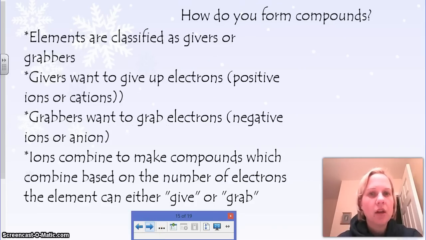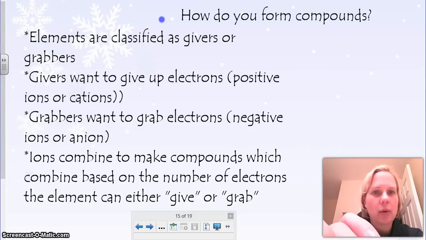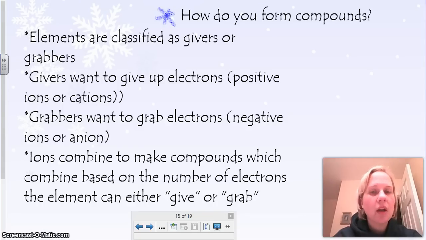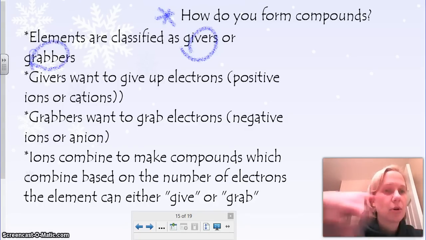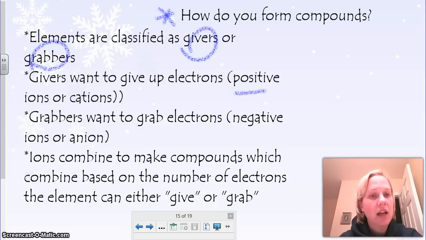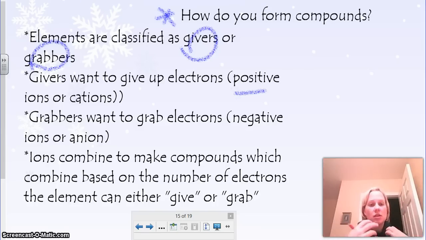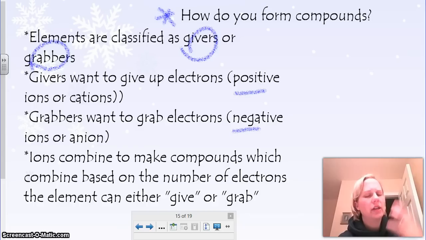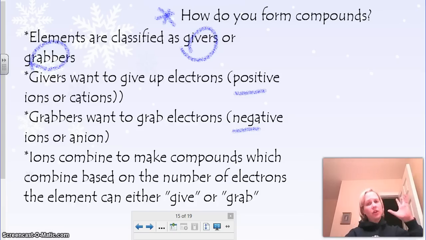Okay, so how do we form compounds? And here's that question up at the top. How do I form a compound? It's kind of a way of remembering it. We're going to say they're givers or they're grabbers. So if I'm a giver, I want to give up an electron, which means I'm a positive ion. If I'm a grabber, I want to grab the electrons. That means I'm a negative ion. Okay, so givers are going to give, grabbers are going to take. A compound is taking that giver and that grabber and bonding them together. So they're working together. I need to give one, you need to take one. If we work together, we make a compound.